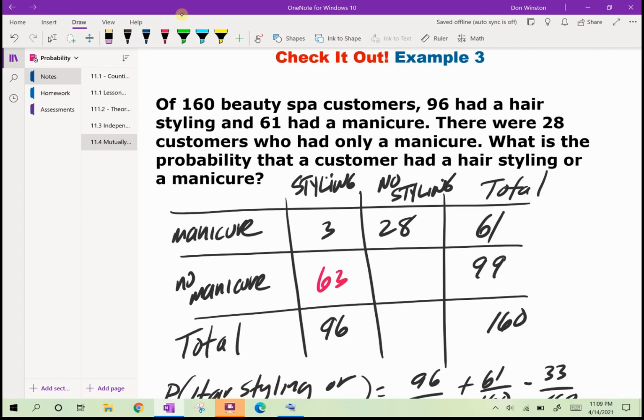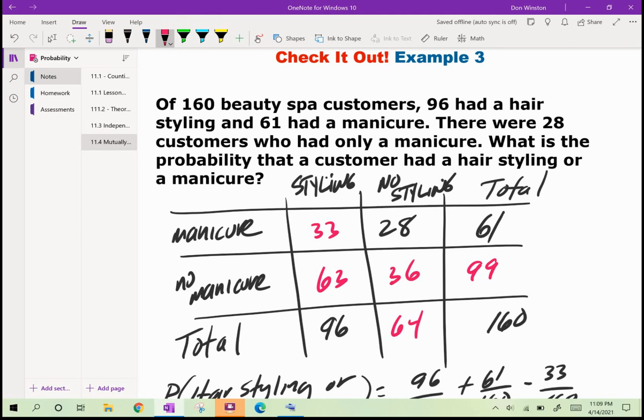Okay, so let me write. So that was 33. These are the ones that I'm filling in as I go along. And then 160 minus 96 gives me 64. And 99 minus 63 gives me 36. I should check: 28 and 36 gives me 64, so everything checks out. All right, so now I can answer the questions.